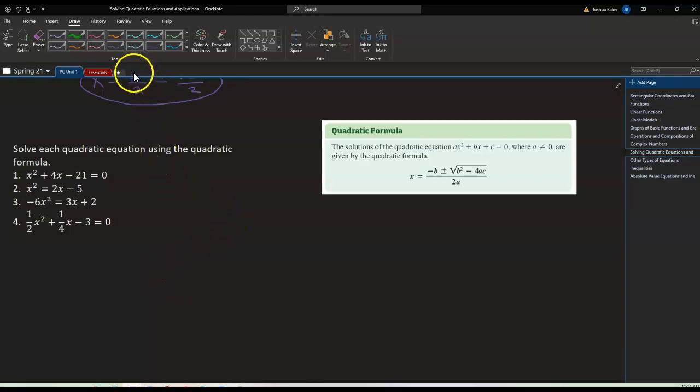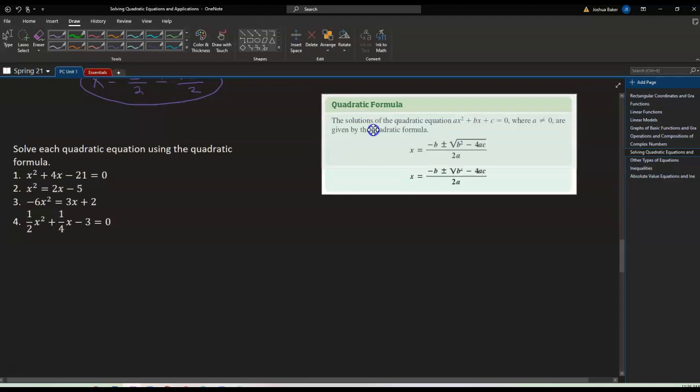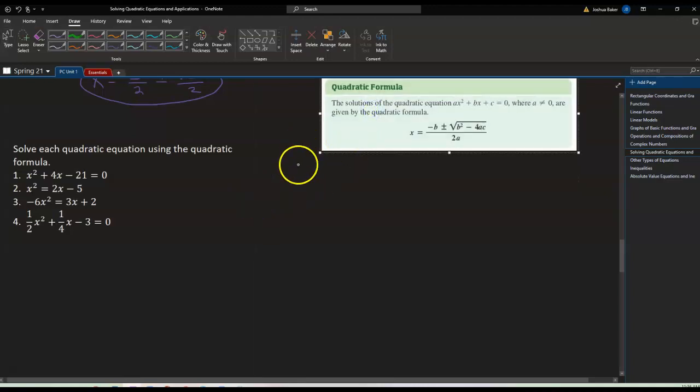Let's start with number 1 here. Number 1 is actually going to be a little bit different, because if you're solving this and paying attention, you can factor this one, okay? The factors of a negative 21 that add up to get me a positive 4 are a positive 7 and a negative 3, okay? So you would be able to factor this one. But let's pretend that you didn't recognize that, okay?